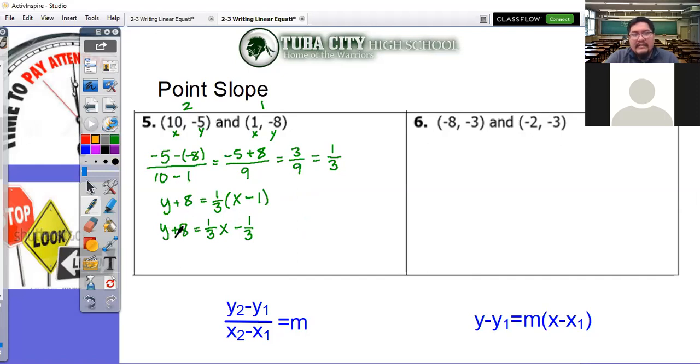And now I got to get rid of this 8 here. So that's going to be -8 here and -8 here. And here we have a bit of a problem because, well, it's a fraction and we're going to be doing adding and subtracting with it. So, well, let's see what we got here.